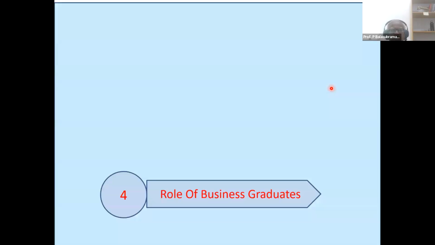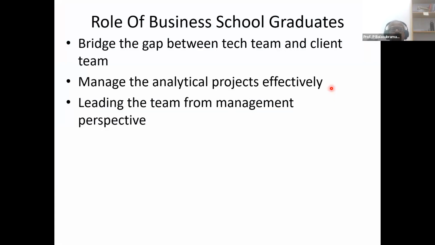Okay. Now coming to the role of business graduates, I guess it is the fifth one. The role of business graduates is very important. Now, there are some technical courses available to train you in a lot of programs and algorithms. There are also some management courses available in the data science area. For example, management schools like Goa Institute of Management offer a PGDM course, a management course in data science.